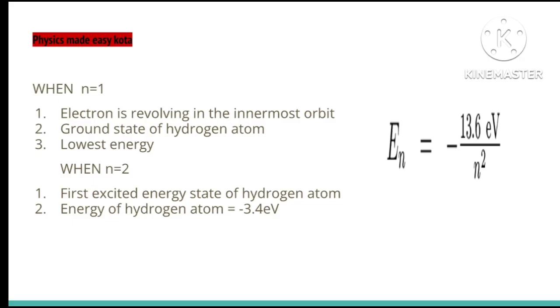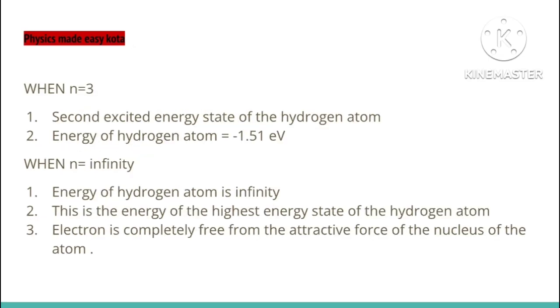Now when we replace n is equal to 2, in this case the electron is revolving in the second orbit. So the energy of the hydrogen atom, En with n is equal to 2, is equal to minus 13.6 divided by 2 square, and we get the final answer minus 3.4 electron volt. This is the energy of the first excited energy state of the hydrogen atom. Now when n is equal to 3, this is known as the energy of the second excited state of the hydrogen atom, and for this the energy is equal to minus 1.51 electron volt.